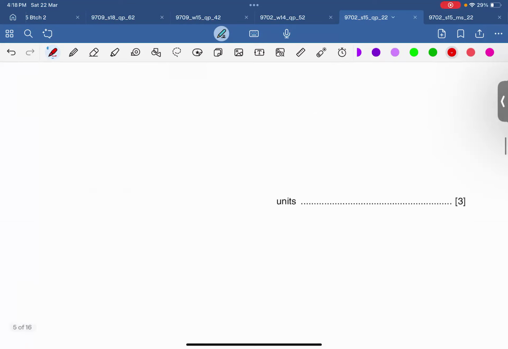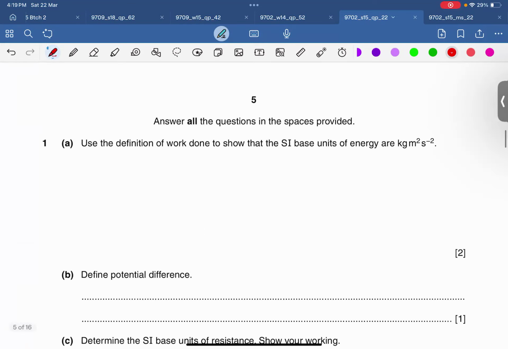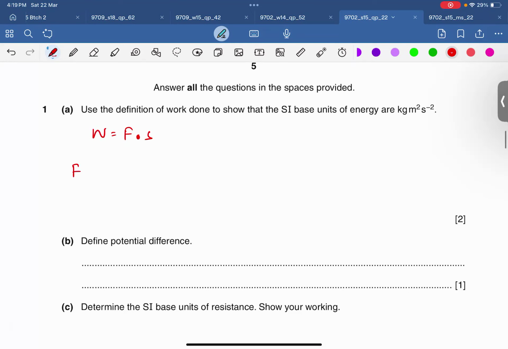अच्छा, पहले पेपर ज़्यादा, पहला क्वेश्चन ज़्यादा आसान है, तो पहले मैं खुद ही ट्राई कर लेता हूँ. सही है. So they're saying use a definition of the work done to show that. Okay. So if they're saying show that, you have to show each and everything, right? So use the definition of work done. So work done is force times displacement, right? Where force is kg meter second negative 2.